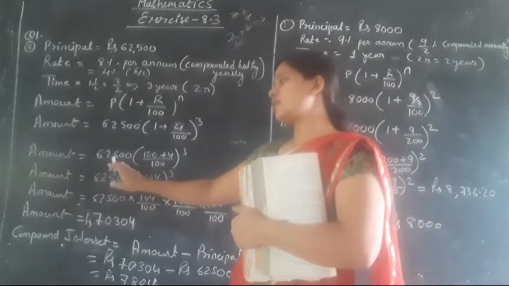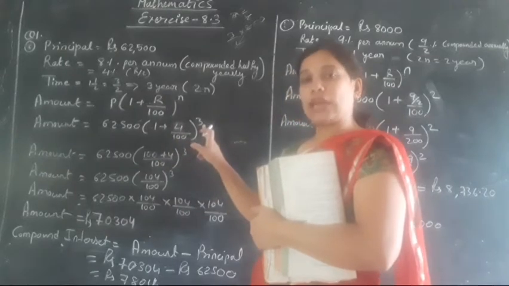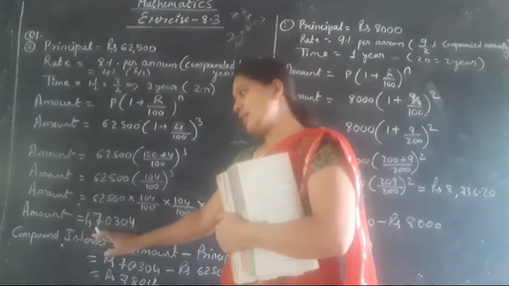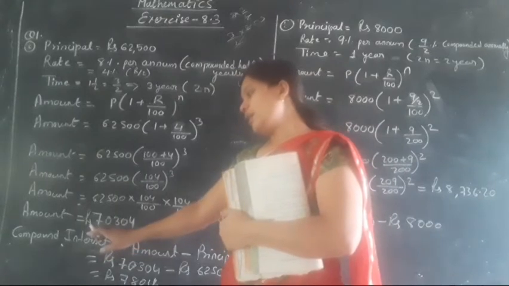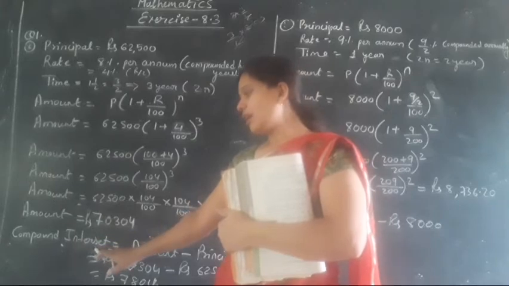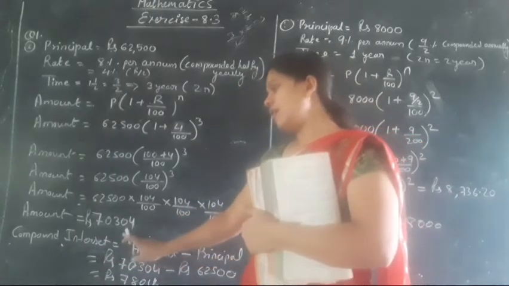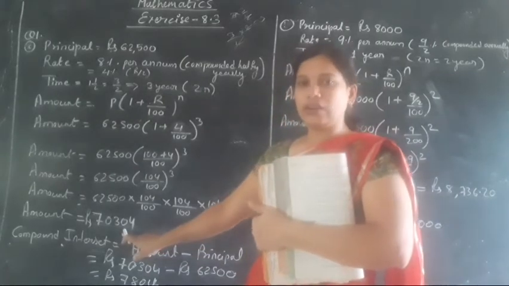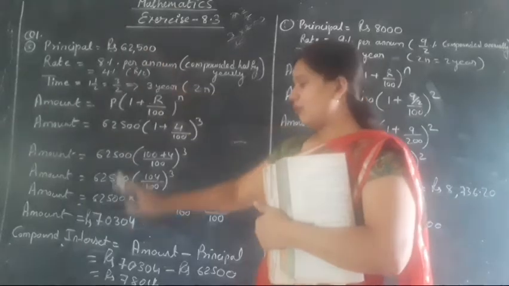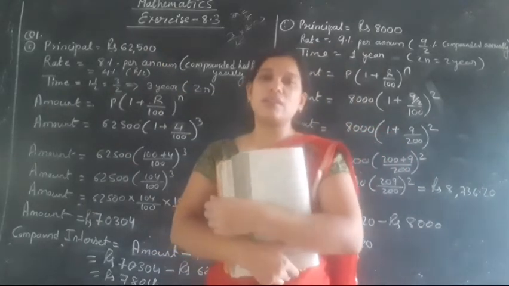So 62,500 is the principal, 4 is the rate, and time is 3 years. Solving this part, you will get the required answer as amount rupees 70,304. As we want to find the compound interest, the formula is amount minus principal. The amount we have is 70,304 and the principal is 62,500. When we subtract both, we get the required answer as 7,804.